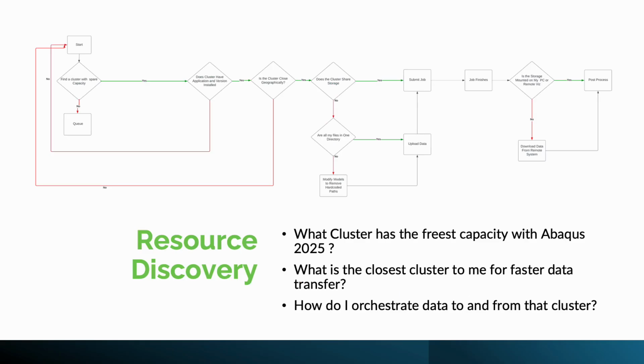The resource discovery: this is a flow chart we put together of what a person would do if they wanted to go find resources in the enterprise. Identify what cluster currently has the most free resources, has the version of the software that I want, is close to me so I can get fast data transfer, and then figure out how do I get my data there and back. Is there VDI? Do I have to SCP it? What am I doing to get my data there? All of this is a barrier to people adopting and using multiple HPC across the enterprise. And so you'll see how we have this automatic resource discovery and automate this entire workflow with one click.